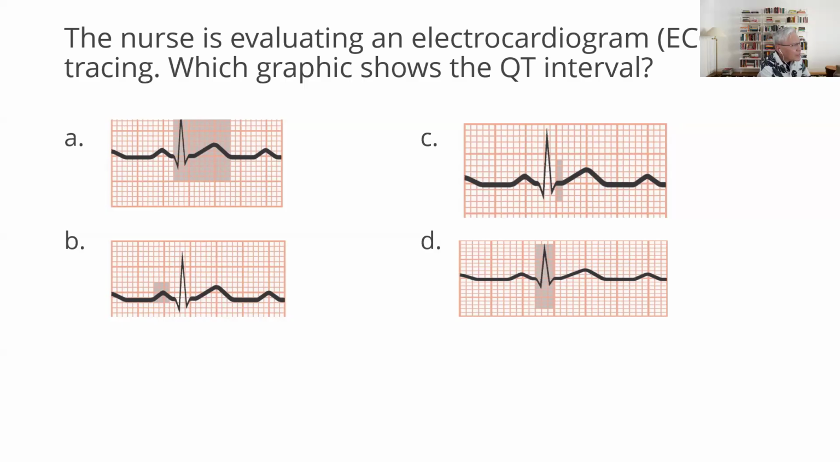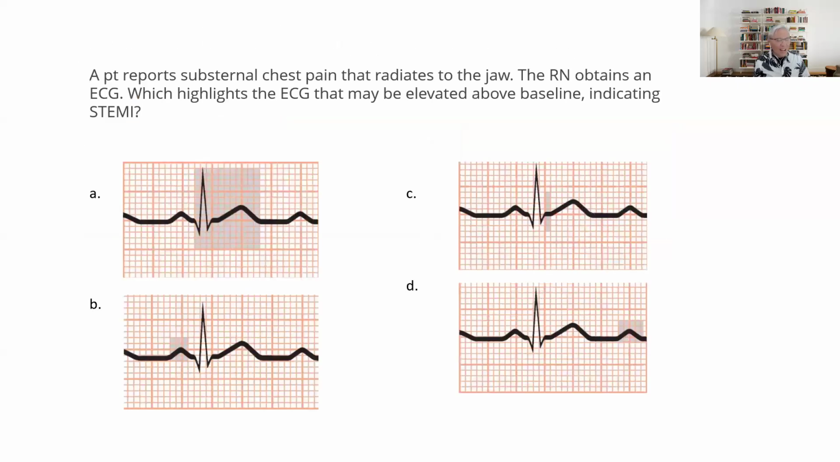Very good. The correct answer is letter A. Okay, so we're looking for the QT interval. Now, this is the baseline. This is the P wave. This is the Q wave right here. The R wave, the S wave, so that's the QRS complex, and the T wave. From the beginning of the Q to the end of the T wave is what is known as the QT interval. Now, over in letter B, this is what is known as a P wave. In letter C, this is known as the ST segment. And letter D is what is known as the QRS complex. Okay? Next.